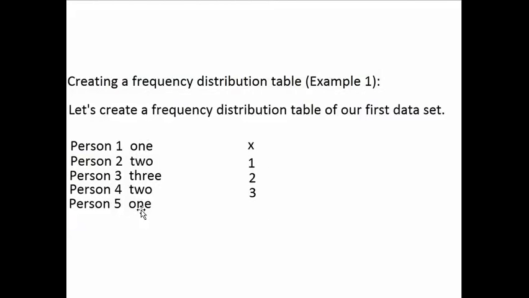The different answers that appeared in this data set are 1, 2, and 3, because this data set is made up entirely of 1s, 2s, and 3s. So that's why those are the 3 numbers in the X column. We also need the F column, which shows the frequency of each value that appeared. So 1 appeared 2 times, because 1, 2. So 1 has a frequency of 2. 2 appeared 2 times, 1, 2, so 2 has a frequency of 2. And 3 appeared only 1 time, so 3 has a frequency of 1.